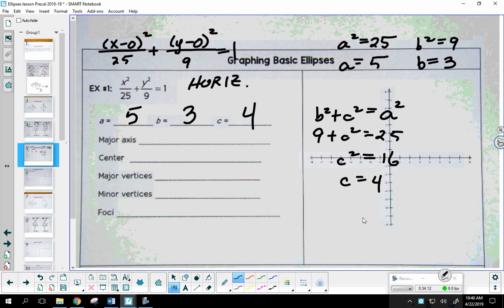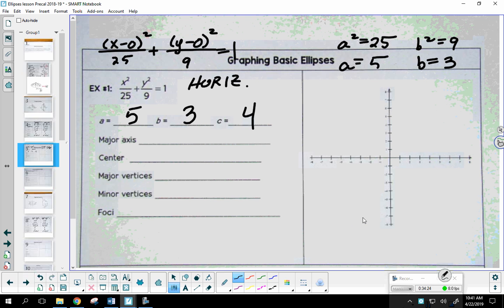Okay, but here's the shortcut. You can always take your denominators and plug them into this modified version of the Pythagorean theorem. But if you realize these are A squared and B squared, and you're dealing with an ellipse, if you immediately just subtract your denominators, that will always give you C squared. So 25 minus 9, square root of that. So whatever you want to do when you're filling that out.